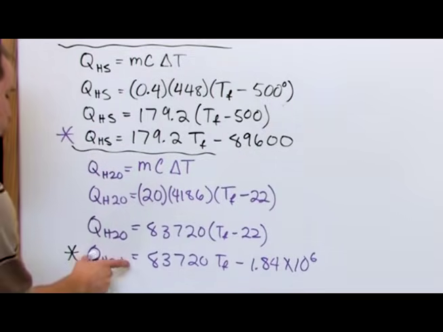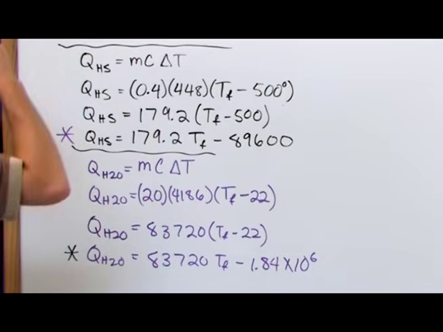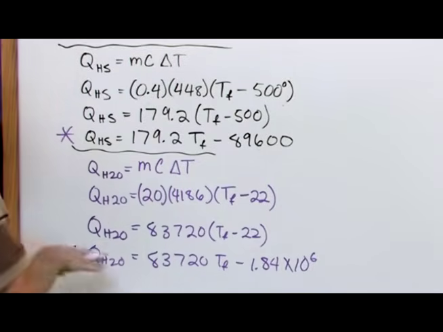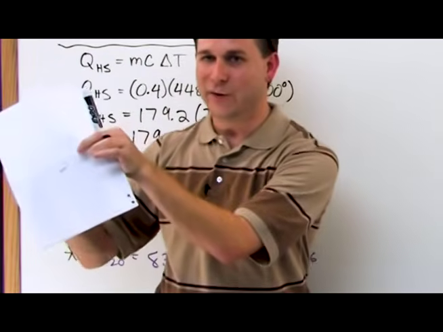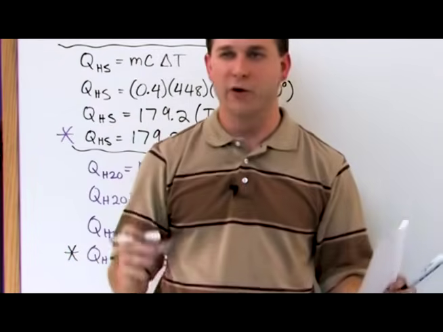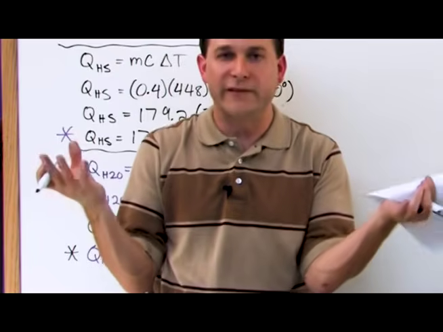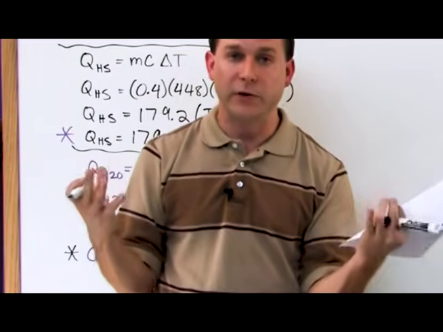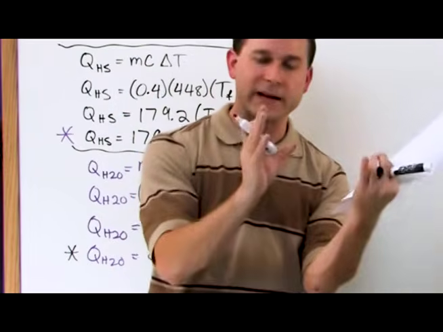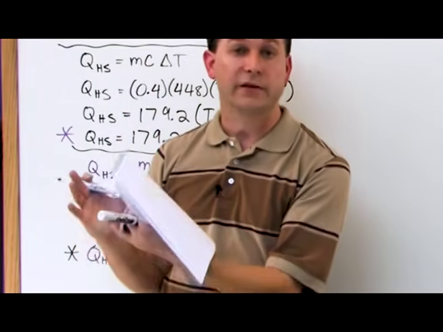We know that Q will be positive for the water. We know this because Q is going into the water. So heat is going into the water. This is going to be positive. This is going to be negative. You simply can't just equate these things because if you have a positive quantity over here and a negative quantity over here, you can't just equate them because you have a negative on one side and a positive on the other side. And they have to be equal.